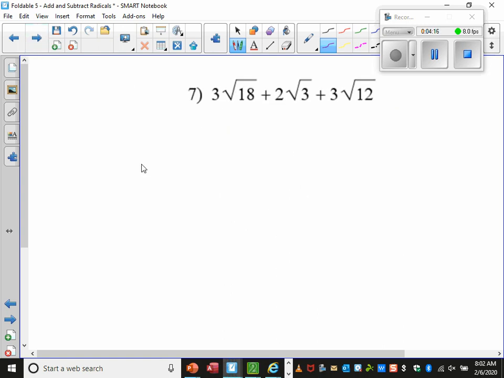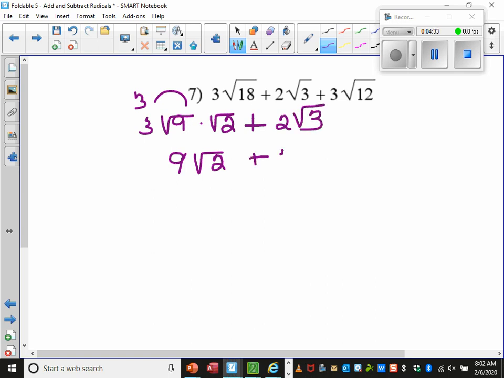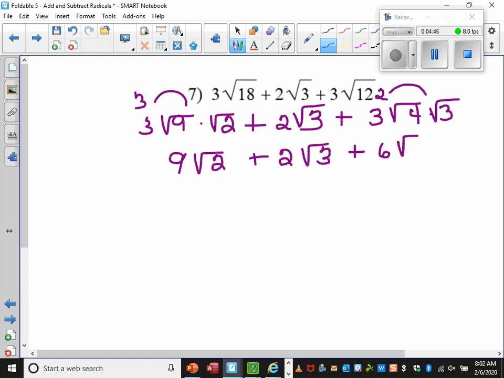All right, so let's take a look at this one. We have to simplify the 18. So that'll give me 9 times 2. Take the 3 out. That's going to give me 3 rad 2. This one is already in simplest form, so I'm just going to bring it down. And then for the 12, I'll break down 4 times 3. Take the 2 out. And that's going to give me 6 rad 3.